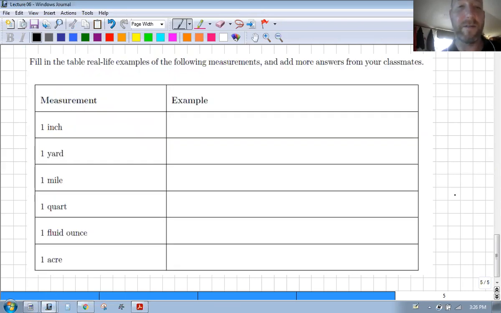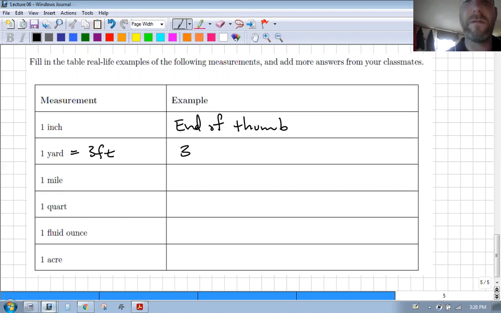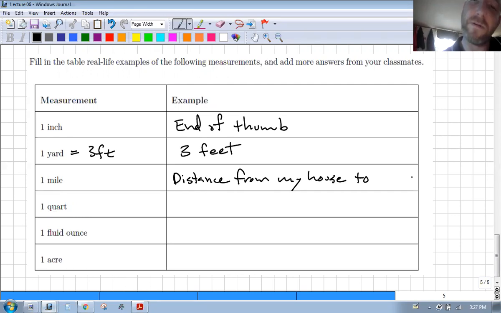What's an inch? It's like the length of the end of your thumb from the knuckle to the end. A yard is 3 feet, so 3 actual feet. See, a mile, that's about the distance from my house to the taco shack down the road.